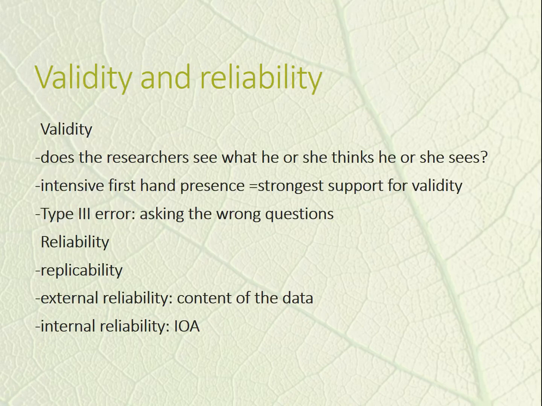Validity in qualitative research refers to whether the researcher sees what he or she thinks he or she sees. In detail, the intensive first-hand presence in a qualitative study presents the strongest support for validity. Here we may want to know the type 3 error, which refers to asking the wrong questions.